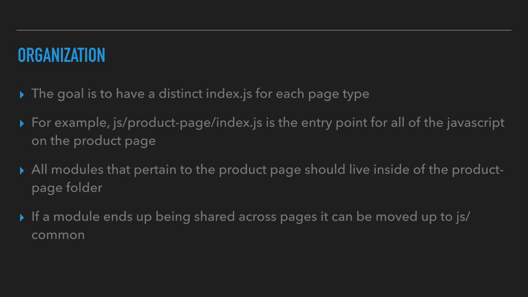If a module ends up being shared across pages, like I'm starting to rewrite the autocomplete to get rid of jQuery and the old, I think it's Bootstrap 2 code, you can put that up in a common folder. That signifies that it's shared across many different page types and isn't just specific to the product page or home page.